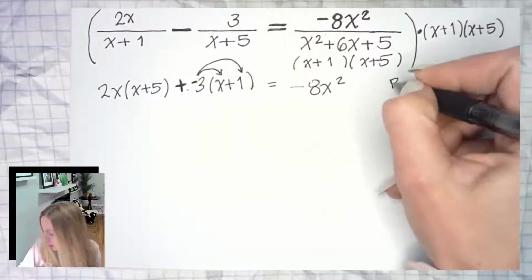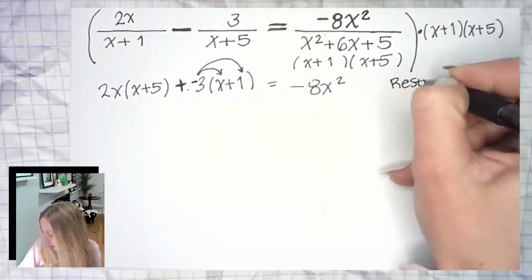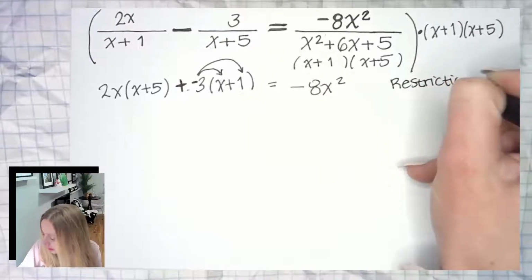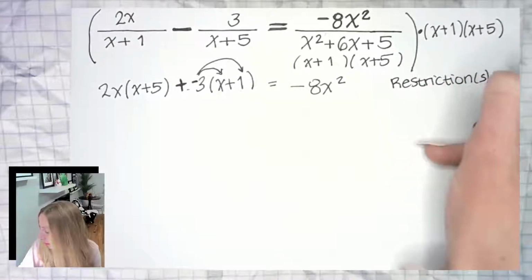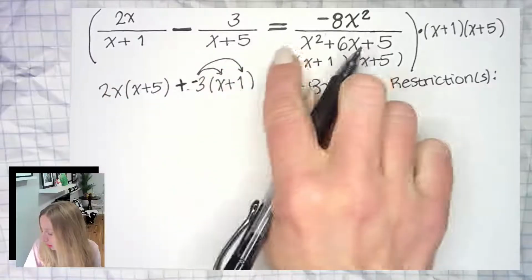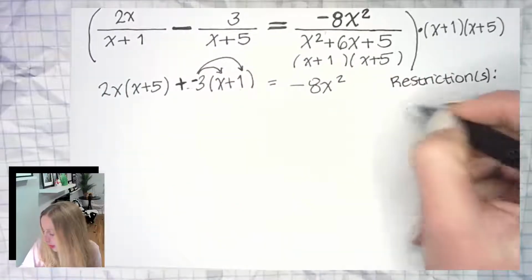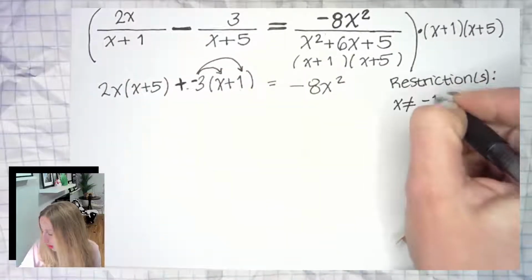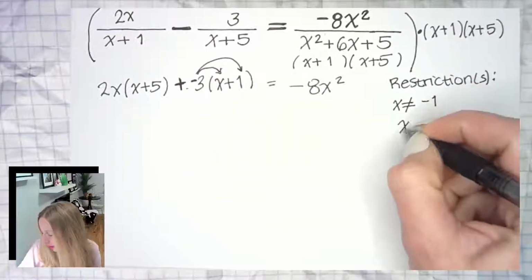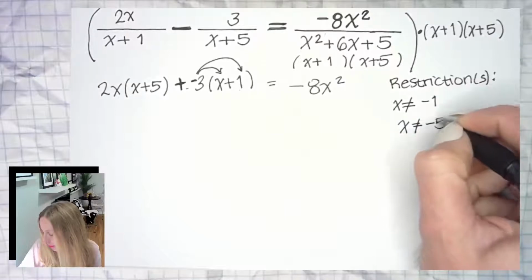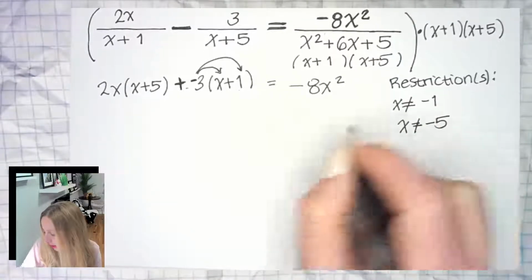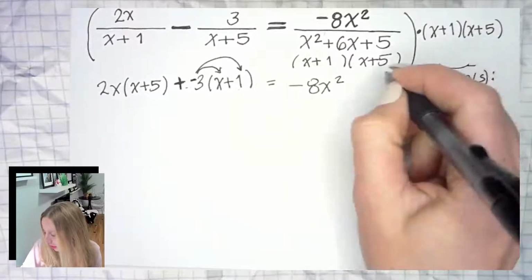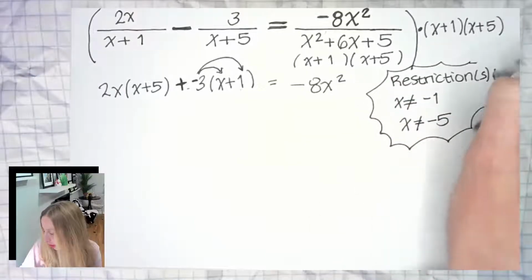Oopsie whoopsie, we're supposed to do our restrictions. I actually kind of remembered a little earlier this time. Okay, so we've got two factors to pay attention to. x cannot equal negative 1 and x cannot equal negative 5. All right, so keeping that on the side, maybe do a little explosion thing around it so I don't lose it.